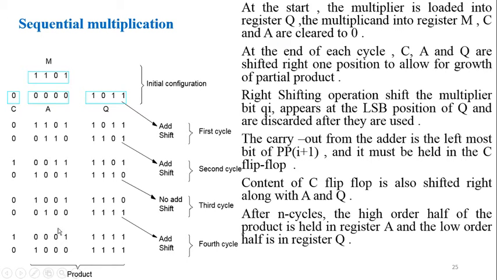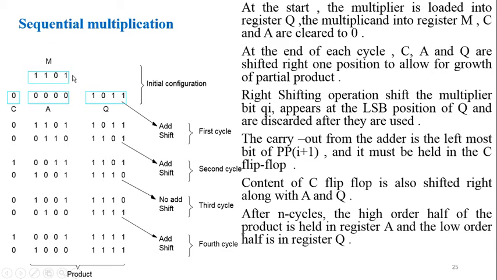So this is the principle for performing a sequential multiplication. What's the principle? Here we have 4 different arrays. M indicates the multiplicand array, A indicates the accumulator array, Q indicates the multiplier array and C indicates the carry bit. At the start, the multiplier is loaded into register Q and the multiplicand into register M. C and A are cleared to 0.